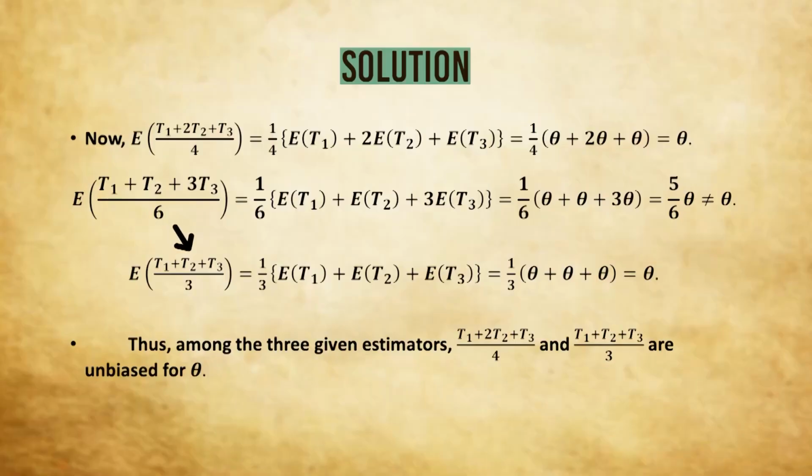Let us go to the third one, then we'll come back. Expectation of (T1 plus T2 plus T3) by 3. So that is 1 by 3, ET1 plus ET2 plus ET3. So that is 1 by 3, theta plus theta plus theta. So 3 theta by 3, theta. So that means the third one is an unbiased estimator of theta. This brings us to the fact that among the three given estimators of theta, 2 are unbiased for theta. That means 1 and 3 are unbiased for theta.